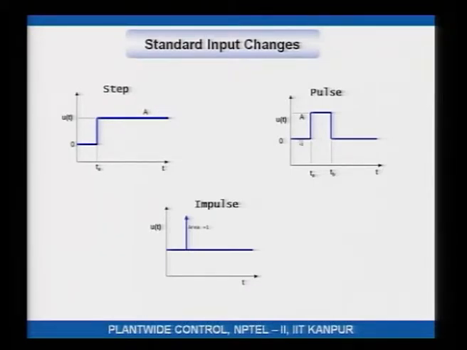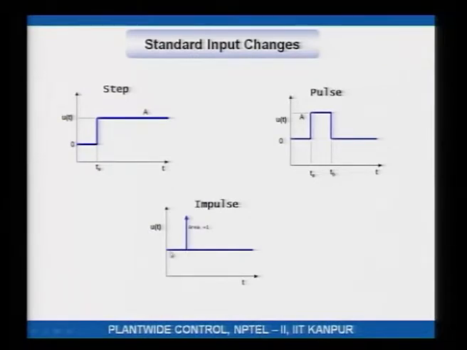You could also have a pulse, where the input goes up as a step and then comes back as a step after some time to the same value. You could also have an impulse, which is a sharp sudden change. Okay. Mathematically speaking, the impulse is a Dirac delta function, but in practice you are never able to achieve a perfect impulse, or for that matter a perfect step. But nevertheless, what the step means is a very sudden change from one level to another level.